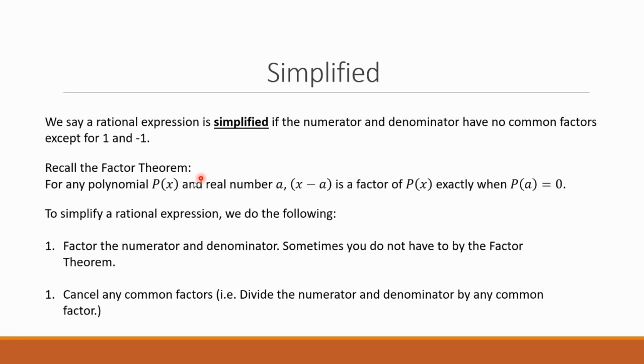Now, the factor theorem does help us here, okay? The factor theorem, remember, says that if you have a polynomial p of x and a real number a, then x minus a is a factor of p of x, that polynomial, exactly when p of a is 0. That's what we saw from the factor theorem.